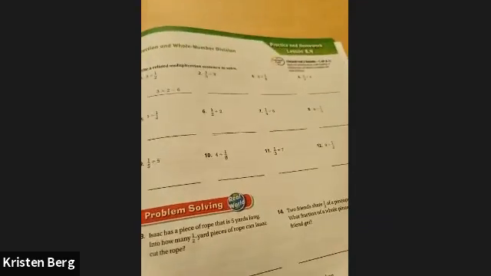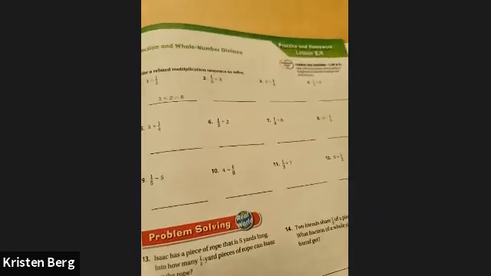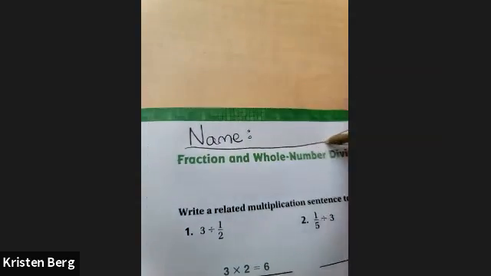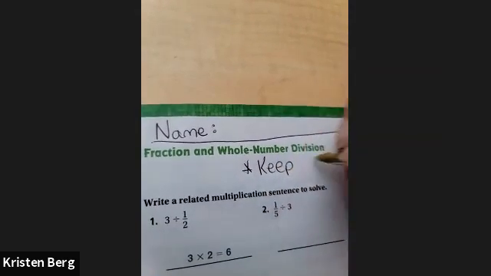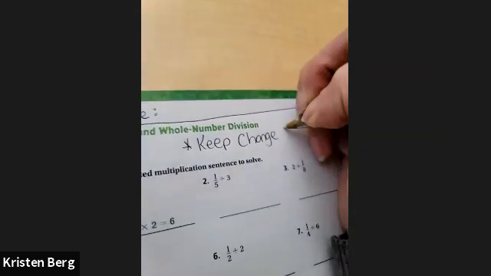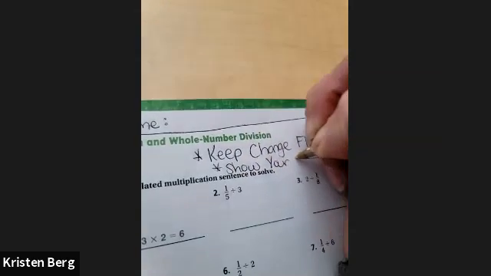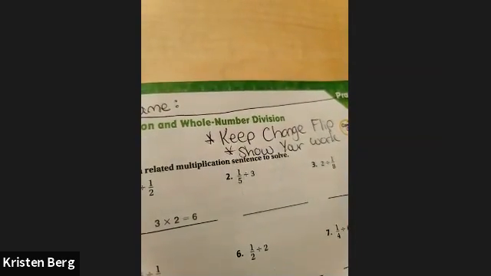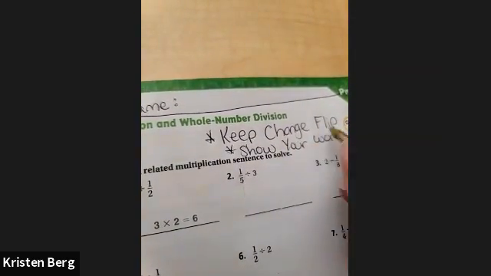All right. On this one, I'm going to do some with you. Again, they did the same thing here. They forgot the name. So name, and then put a line up here. Again, do your keep, change, flip, and then of course, show your work. So right here it just says, just write the related multiplication sentence to solve this. So we're just going to simply change it to a multiplication problem by doing your keep, change, flip.